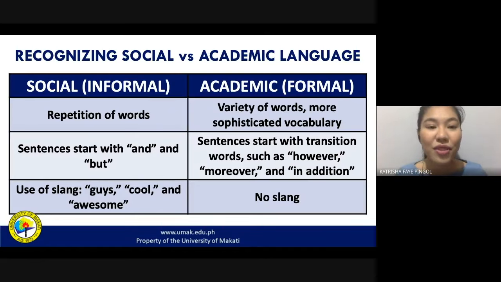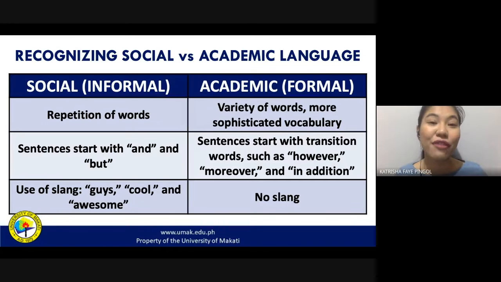So instead of saying "and," you can say "in addition to" or "moreover," and then with "but," you can say "however" or "nonetheless." So there are certain transition words that you can use or are seemingly more appropriate whenever we use academic or formal language.